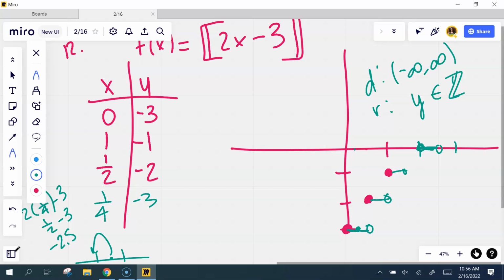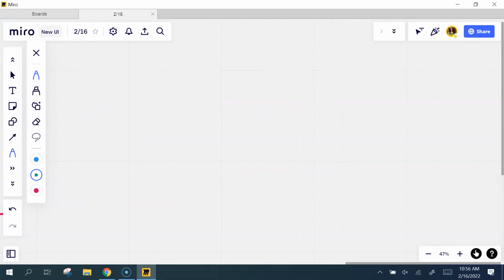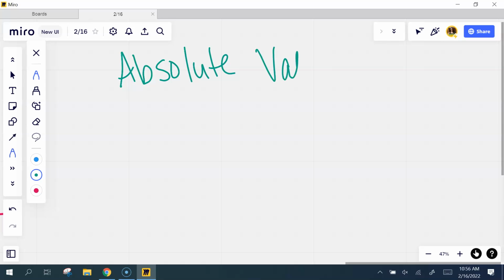Y'all okay? Y'all ready for some absolute value? Yeah! Come on, y'all. Smile at least. Oh my goodness. All right. Do y'all need a break in between? We kind of didn't start until late. Aiden, are you good back there? You sure?